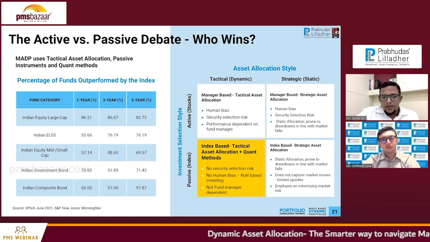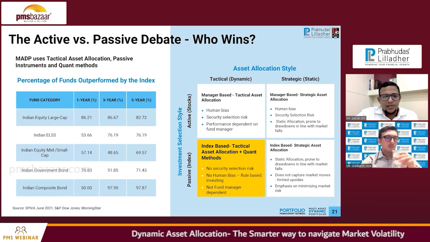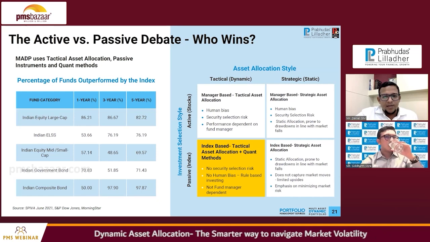Okay. So what are the proprietary quant methods used by you to manage the asset allocation in such dynamic and uncertain times like this?